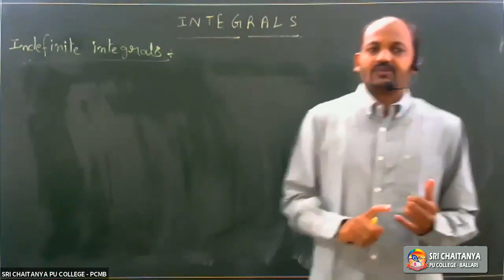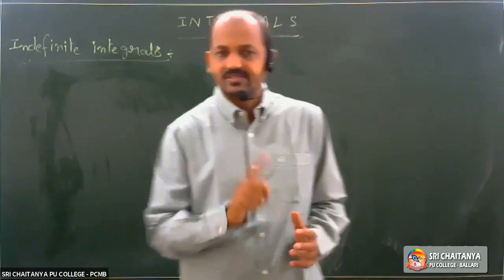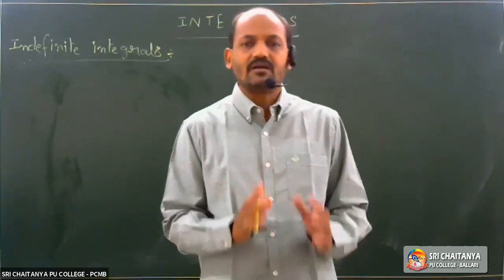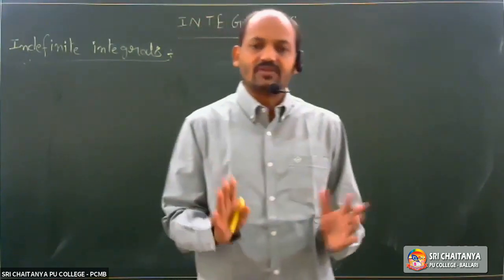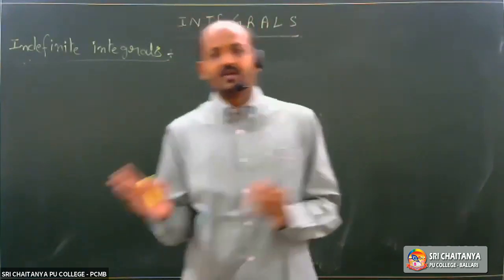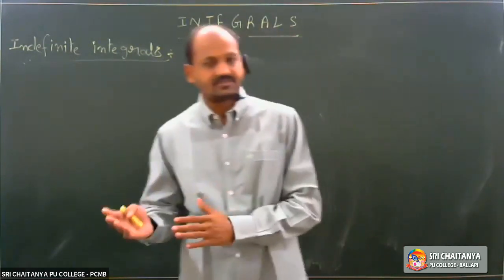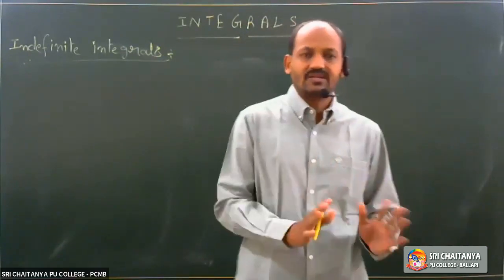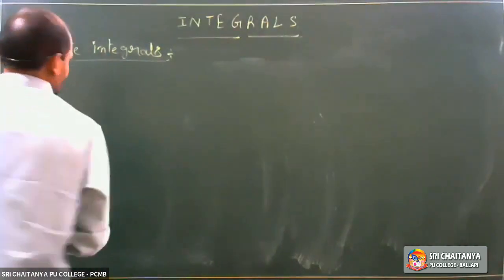F of x and g of x are two functions such that f dash of x is equal to g of x. Then f of x is called an antiderivative of g of x with respect to x. So clearly, for example, f of x equal to sin x, g of x equal to cos x. The derivative of sin x is cos x. The antiderivative of cos x is sin x. That is antiderivative.